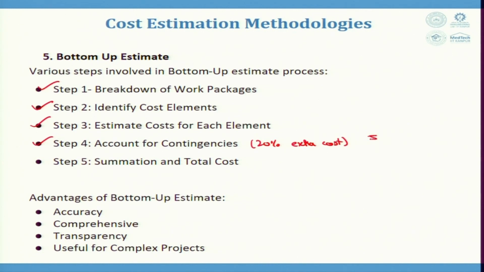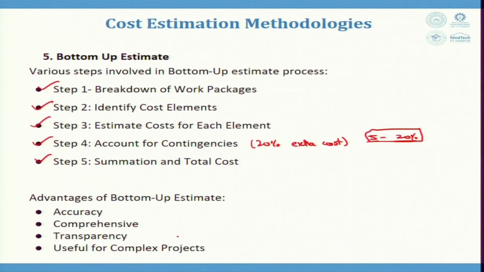It may vary from 5 to 20%. I am telling 5% because if you are deterministic, it could be 5%. If the project is highly variable, 20% cost is generally given. Then summation of total cost, that is, we sum up all the costs to have the total project cost.